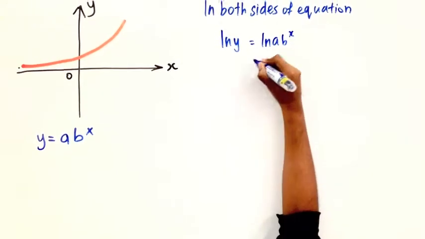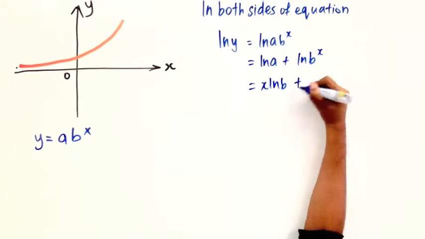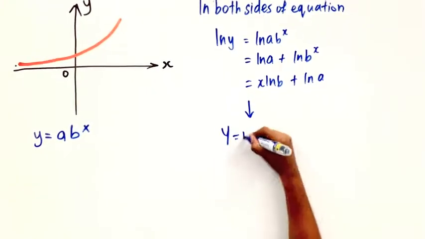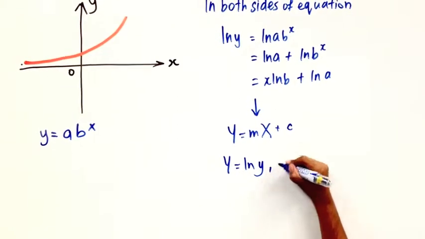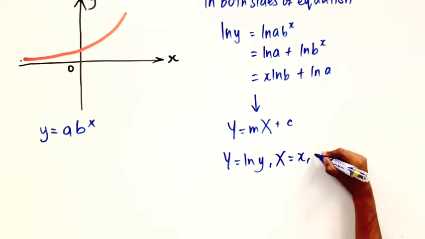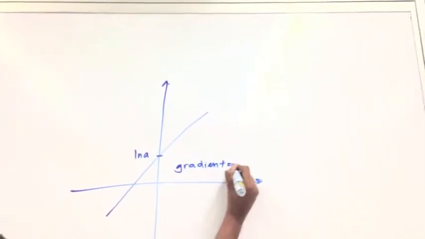Hence, ln y equals ln ab to the power of x, which is ln a plus ln b to the power of x, which is x ln b plus ln a. Hence, we plot ln y against x with gradient m of ln b and vertical intercept c of ln a.